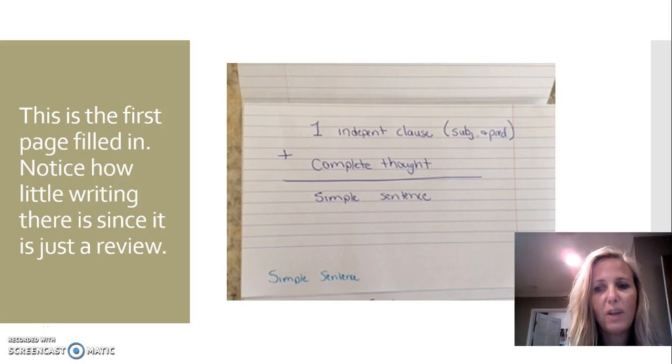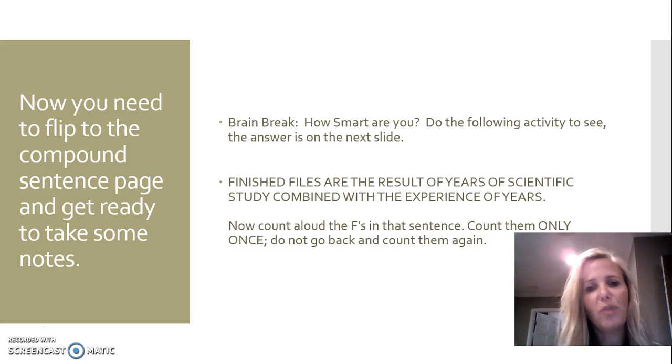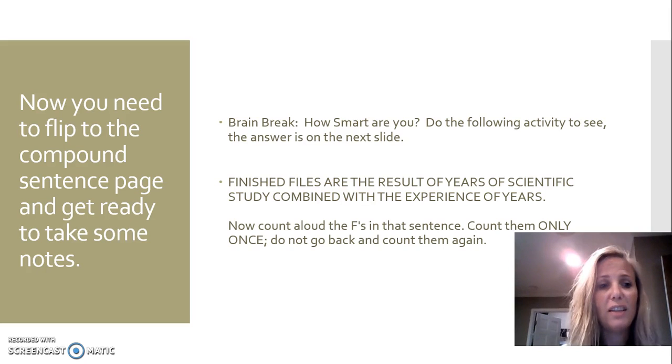All right. So now I decided to do a brain break, even though we've barely gotten started. And this says, how smart are you? Do the following activity to see the answers on the next slide. So you read the sentence and you count the number of F's, but you can only count them once. Don't cheat. Do not cheat. And see how many you get. Pause it and do it now.